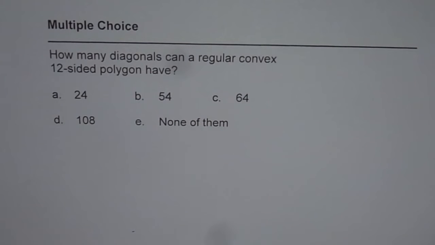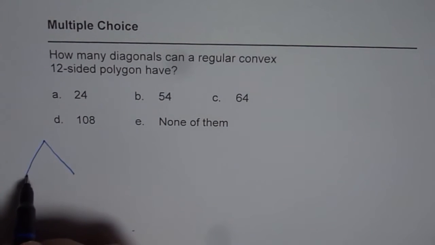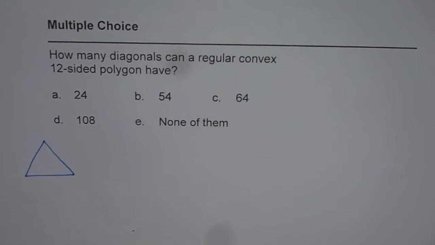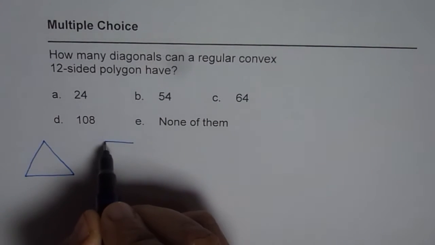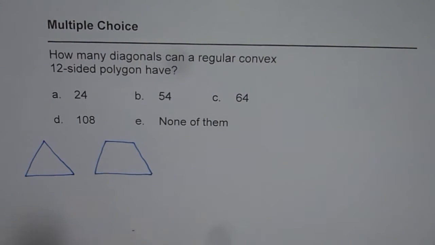Well, to answer this question, we can actually derive the formula. Let us say that we have a triangle. How many diagonals can a triangle have? Well, none. But if you have a quadrilateral, that is a 4-sided figure, then how many diagonals can you have?